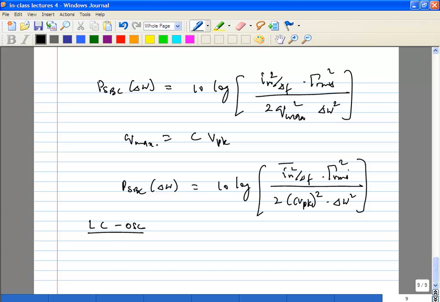If you take an LC oscillator, we saw this, right? It's minus sine omega naught t if your signal is cos omega naught t. So your gamma squared RMS is nothing but half. Okay.